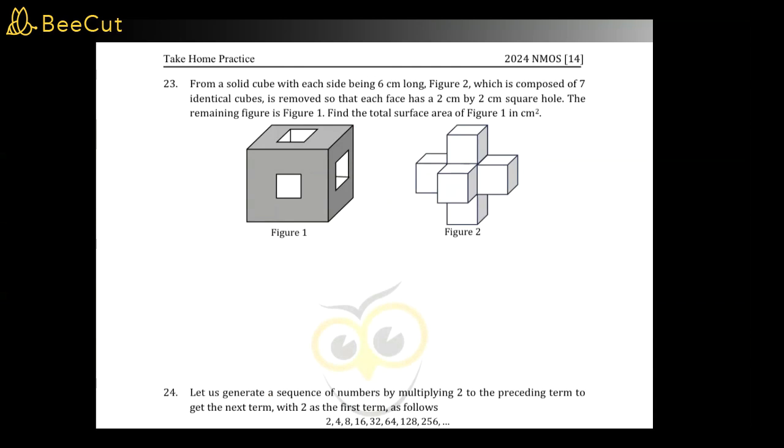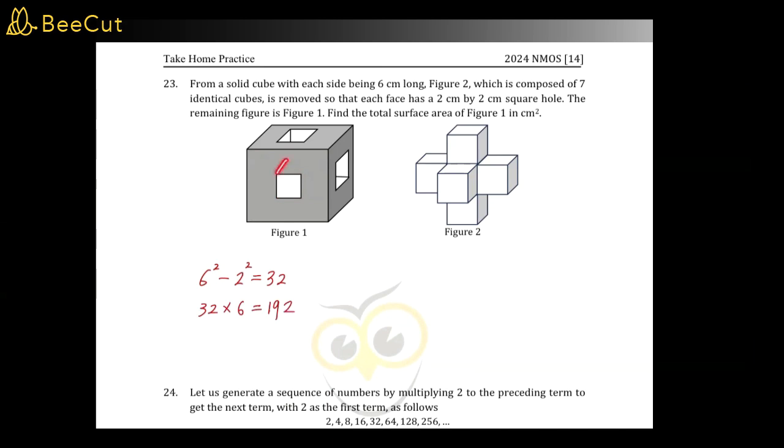Then in question 23, they want to find the total surface area of figure 1. Now we check each surface. This is a 6 by 6 square minus a 2 by 2 square. So 6 squared minus 2 squared equals 32. There are 6 faces, 32 times 6. This is 192.